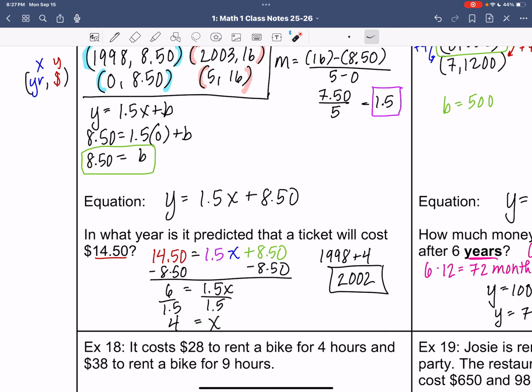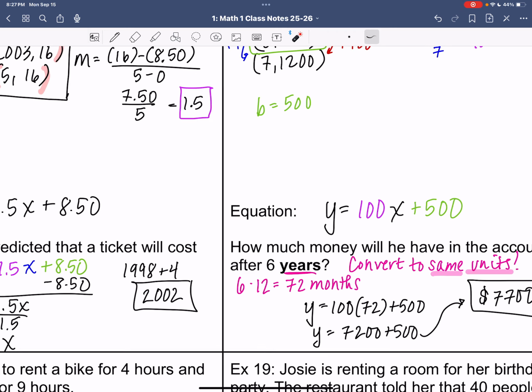So that's not your final answer, though. We want to know in what year. So you have to take your 0 plus 4. Well, we said our 0 was 1998. Now we need 1998. So 1998 plus 4 is 2002.